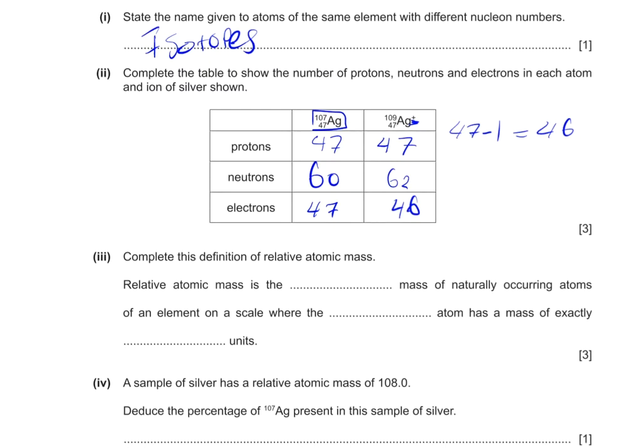Now let's jump to the next question. Complete this definition of relative atomic mass. Relative atomic mass is the average or mean mass of naturally occurring atoms of an element on the scale where the carbon 12 atom has a mass of exactly 12 units.